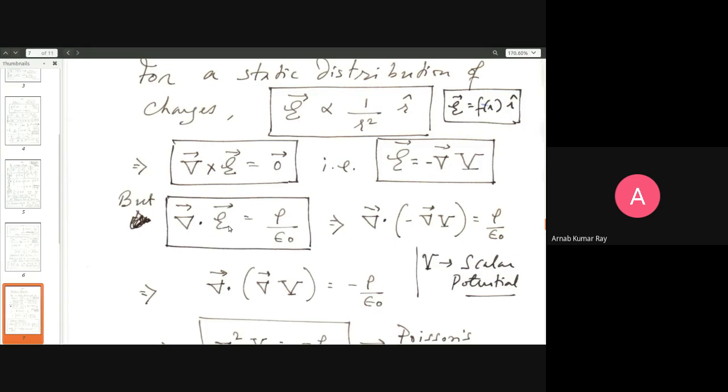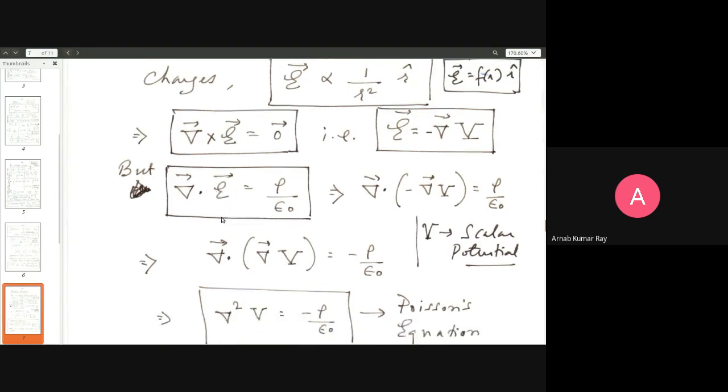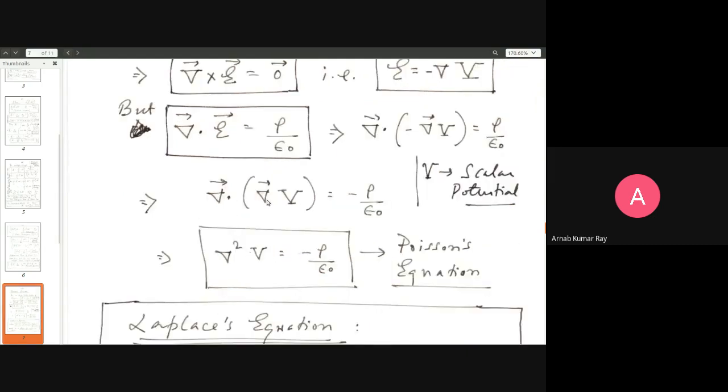Gauss's law of electrostatics says divergence of E is equal to rho by epsilon naught. All we have to do now is to substitute this vector E with this negative gradient of a scalar function. So divergence of the negative gradient of a scalar function is equal to rho by epsilon naught. V is the scalar potential. So del dot del V is equal to minus rho by epsilon naught. This minus sign has now gone to the right hand side, and this should not surprise you.